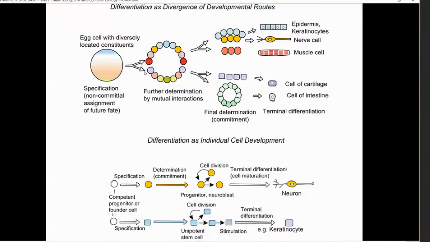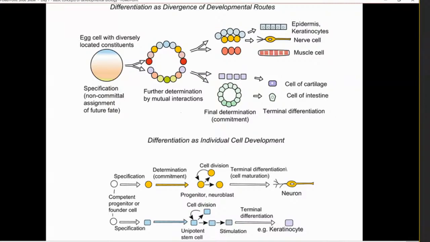Next, after the specific character development in the embryo, it enters the final determination. In this final determination, the cells have the specific commitment, and the same similar charactered cells group together to develop specific organs. In this divergent developmental route, we have three different steps: mutual interaction determination, the commitment determination, that is the final determination, then the terminal differentiation. The individual cells develop into different organ tissues, that is the epidermic tissues, nerve cells and muscle cells. That kind of process is a differentiation of divergence of the compound.